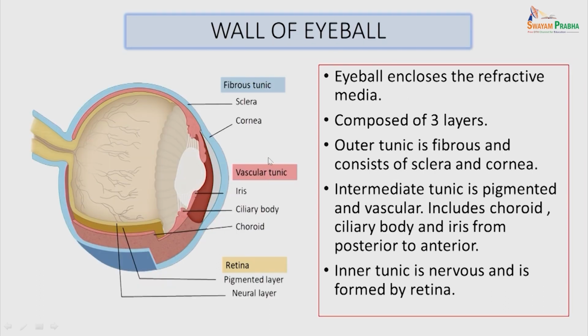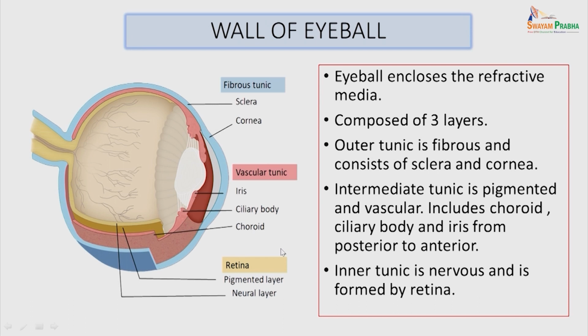Eyeball encloses the refractive media. The wall of the eyeball is composed of three layers. The outer tunic is fibrous and consists of sclera and the cornea. Here you are seeing the fibrous tunic or outer tunic, which is composed of two parts. This is the sclera and the cornea in front. The intermediate tunic is pigmented and vascular, and includes choroid, ciliary body and iris from posterior to anterior. Here is the vascular tunic, which is intermediate, and here are the parts: choroid, ciliary body and iris.